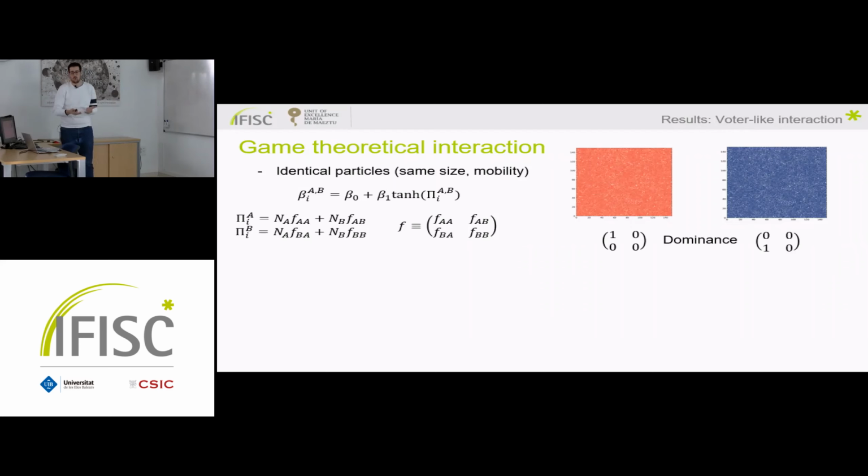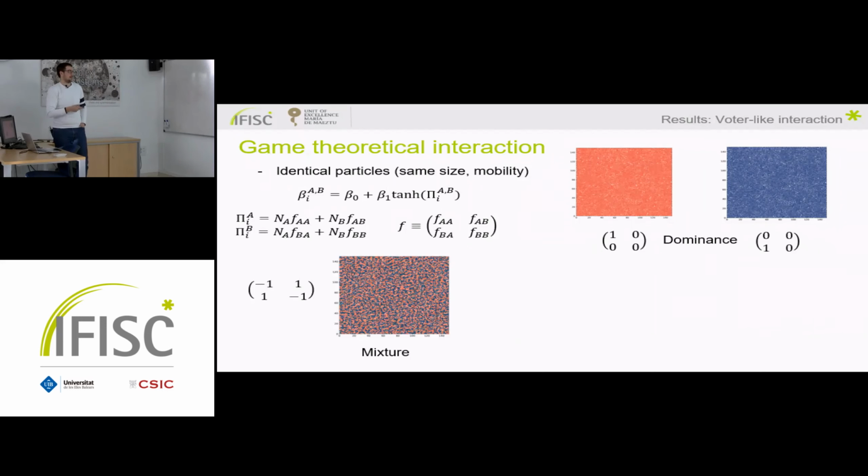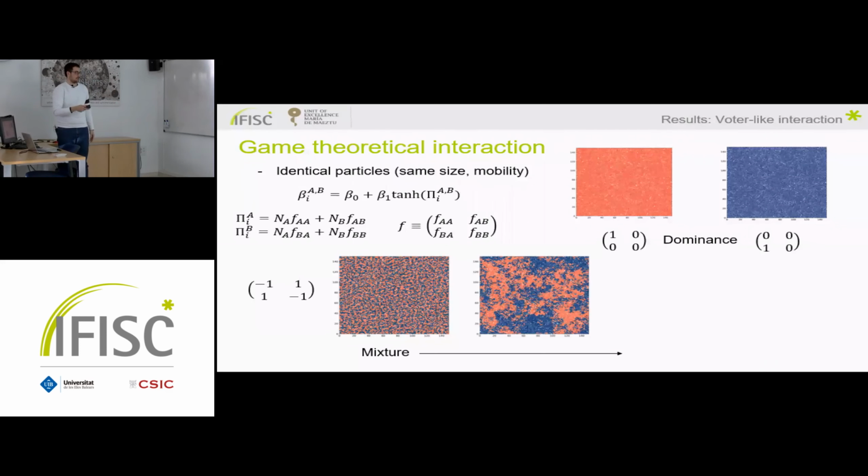But we have made a coexistence between them. For example, we put this matrix, which means that the orange ones don't win. The orange wants to be with the blue, and the blue wants to be with the orange, but neither wants to be with its own color. This function is increased if the surroundings are of the other type. Then we have a mixture.